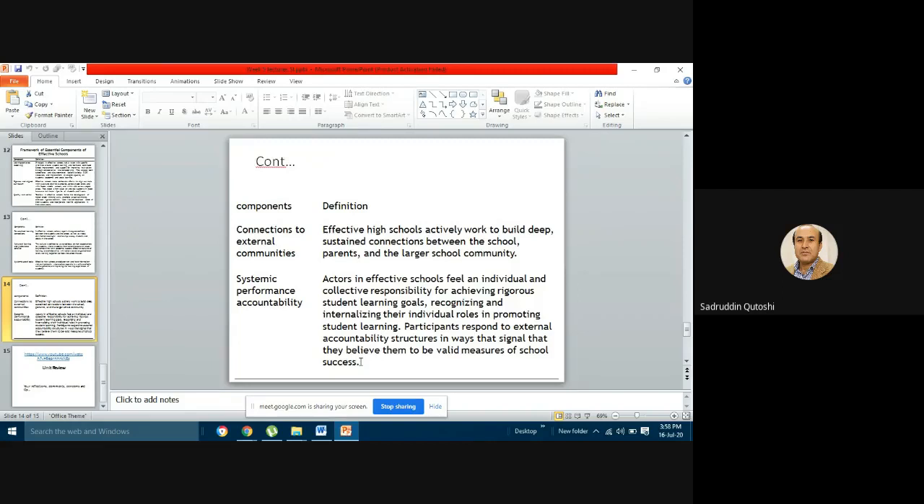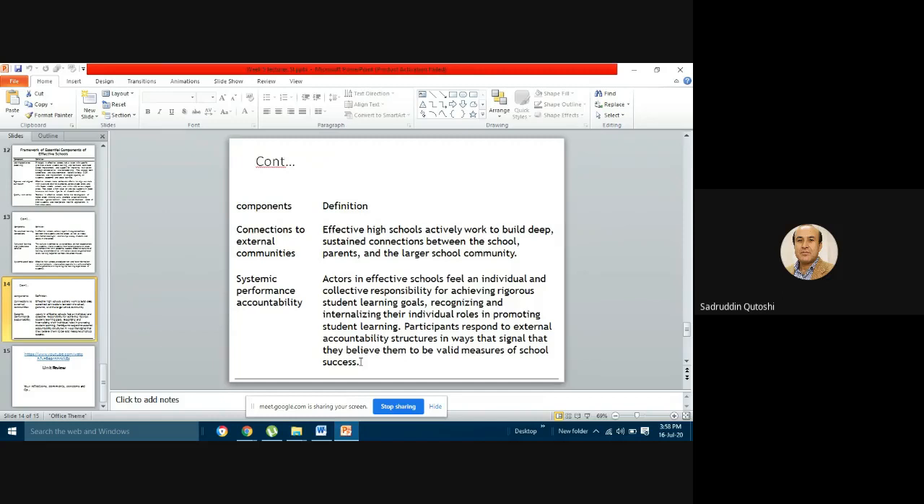If you have this sort of culture, this sort of connection, interaction, and collaboration with your stakeholders, that's great. Otherwise, you need to look at this dimension, and you have to develop some programs, some set of activities which should address these lackings. And finally, we will look at systemic performance accountability. And this is one of the most important areas.